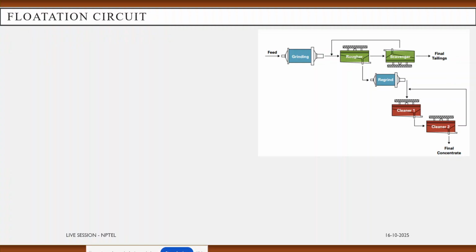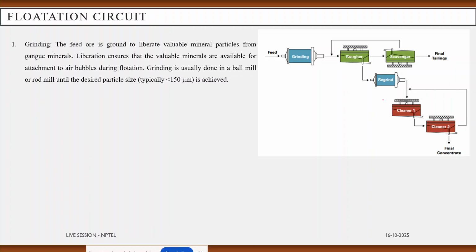So this is a typical flotation circuit. Here the feed is introduced first for grinding, and then after grinding the liberation occurs, where the valuable mineral particles are liberated from the gangue material, and this liberation ensures that the valuable minerals are available for attachment to the air bubbles in the flotation process.